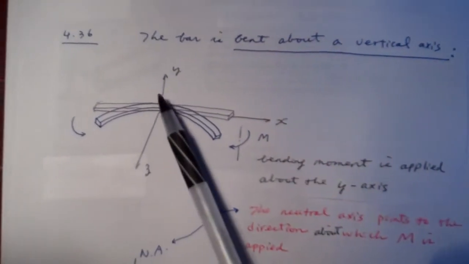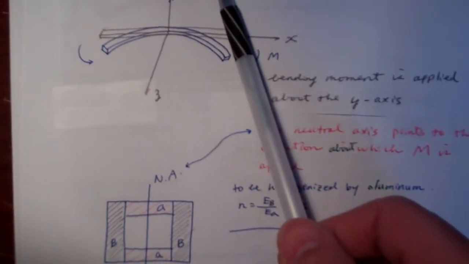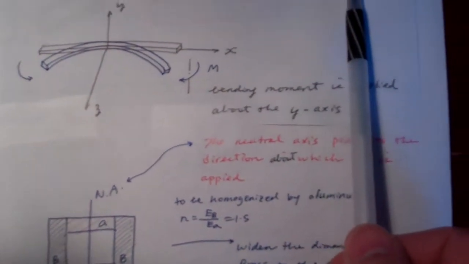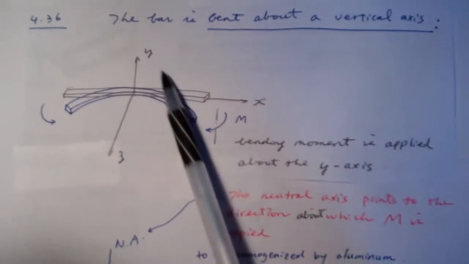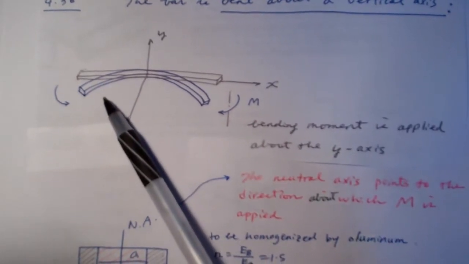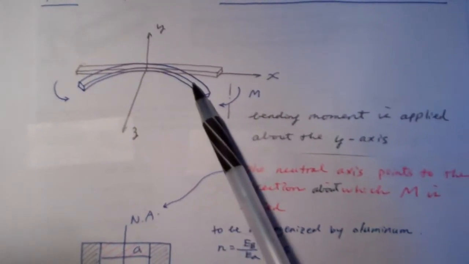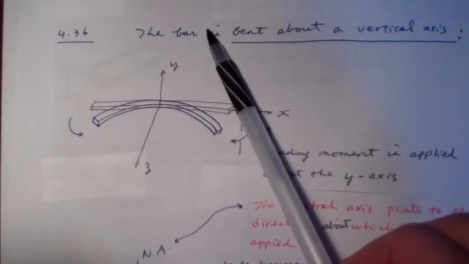Okay, so the second problem, 4.36, is to bend the bar about the vertical axis. The vertical axis here is the y-axis. So the bending is applied in this way. For example, the beam will be curved toward the z direction or in the opposite direction, either way.